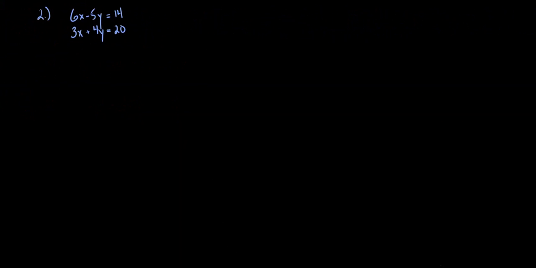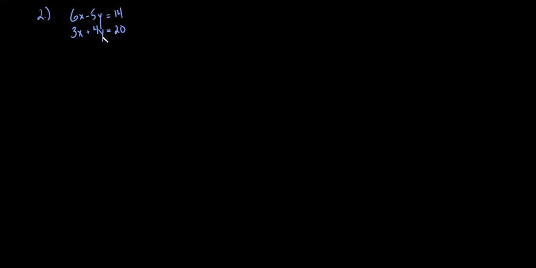So if we take a look at this example here, okay, we have 6x minus 5y is equal to 14, and 3x plus 4y is equal to 20. Okay, now it's not that you cannot cancel out either variable, because you can, okay? I can go ahead and find out a way to cancel out the x's. I can find out a way to cancel out the y's. But in some cases, one variable is going to be a little bit easier to cancel out, okay?